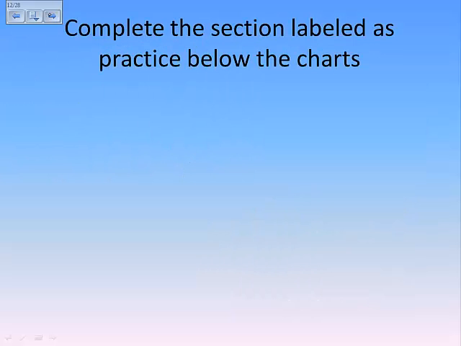So, all you need to do now is complete this section labeled as practice, and you're going to have questions, but you're going to get a lot of work on this in class, so don't freak out if you're not quite getting it immediately.